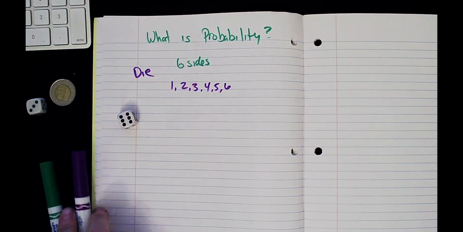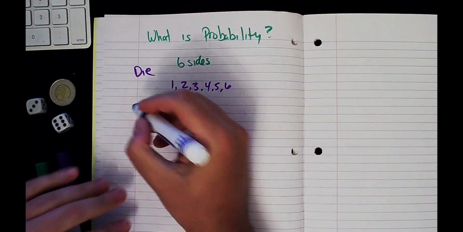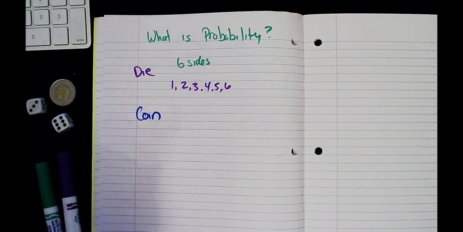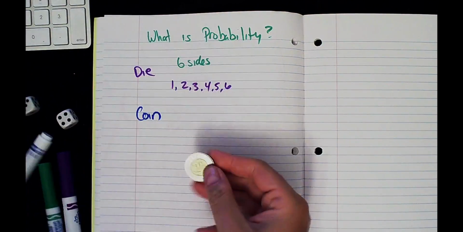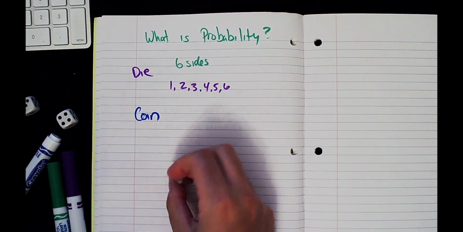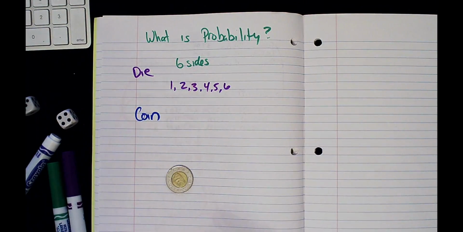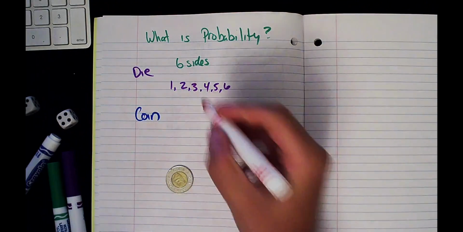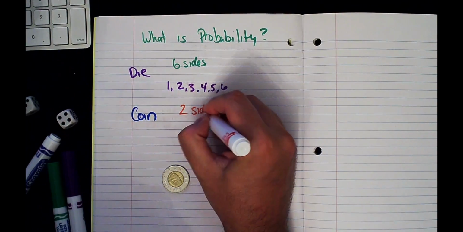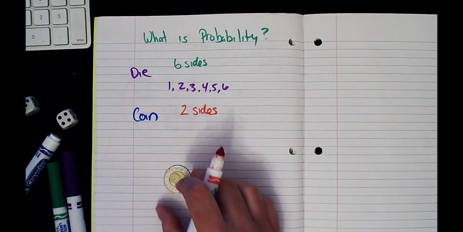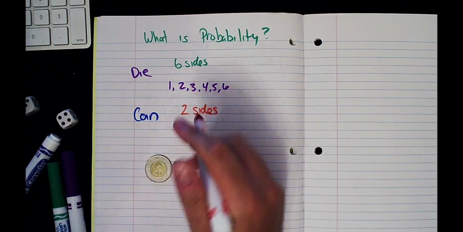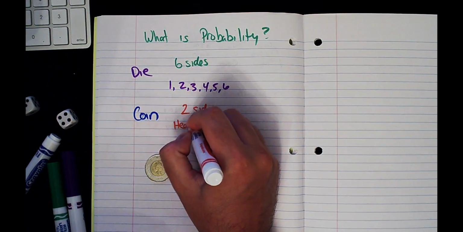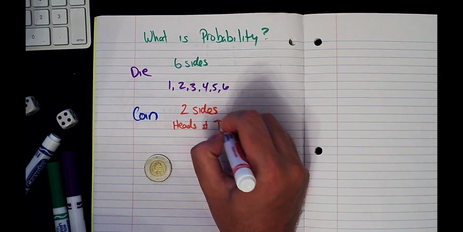Now for a coin, it's a little different. So let's look at a coin. So here is a toonie. Well, a toonie has how many possible outcomes? Well, there are 2 sides. And the possible outcomes would be heads and tails.